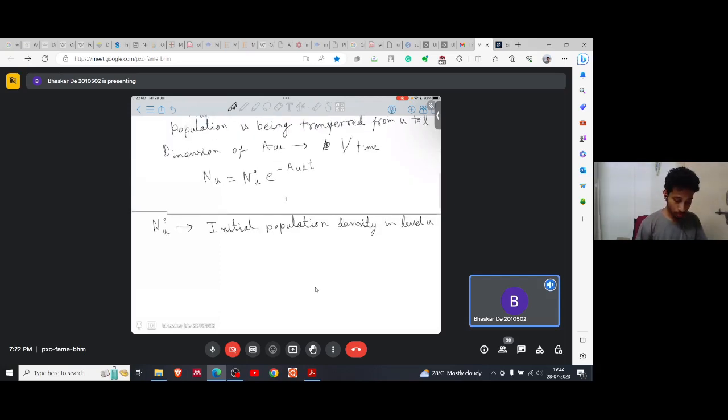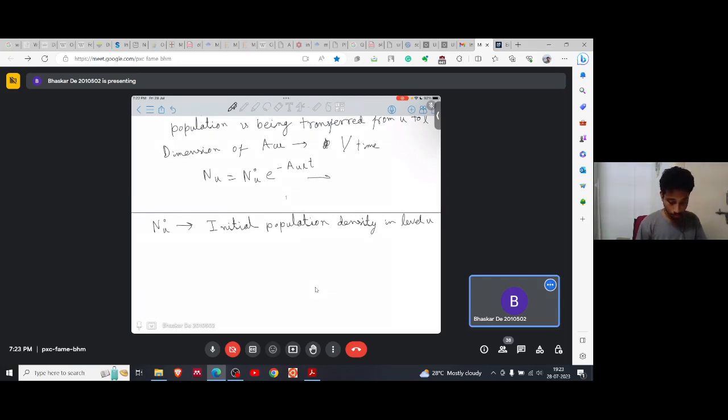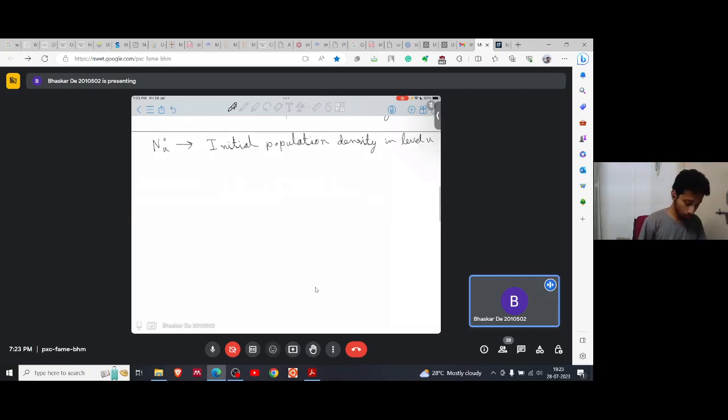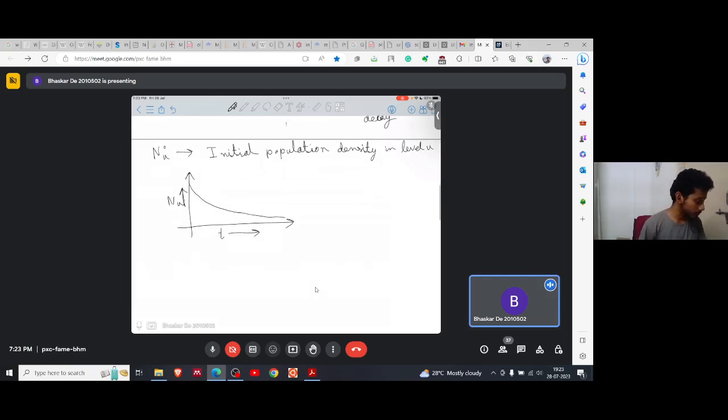So this equation actually shows us that there is an exponential decay. Okay, so if we plot it, then we will see n_u versus t, here this is going like this. Okay, it will never go to 0, but it will go to 0 at infinity. That's the specialty of the exponential function.